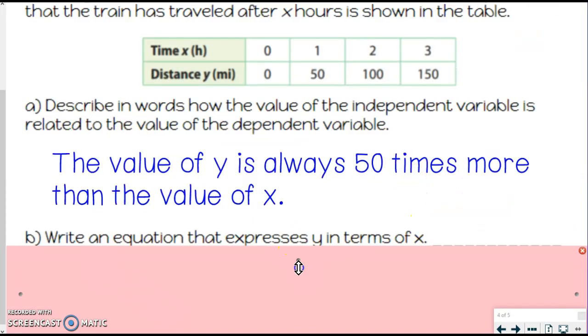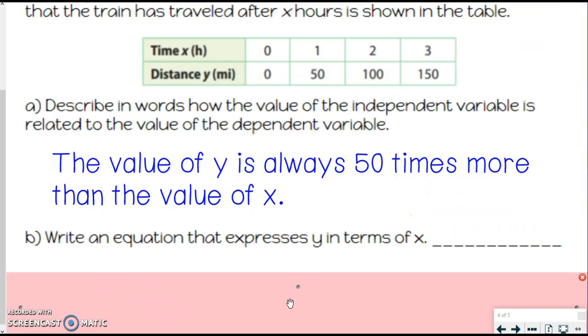Now we want to write an equation that expresses this, because we want to know for any amount of hours, what will your distance be? So basically, what are you doing each time? And we just said 50 times. Now, when it says express it as y in terms of x, what that means is you're going to have y equals, and then whatever's happening to x. That's how it will be every single time. You're always going to have y equals, and then what number and operation is happening to x. So in this case, y equals 50 times x, so 50x.